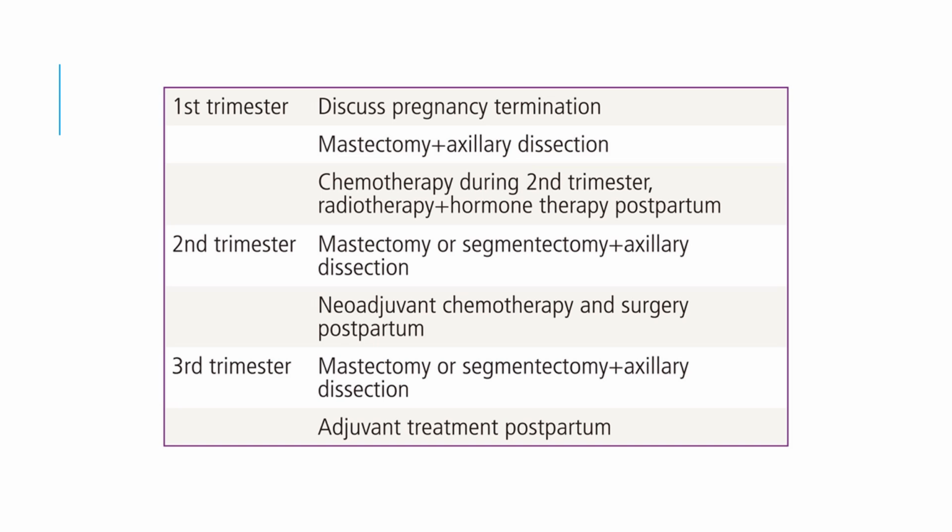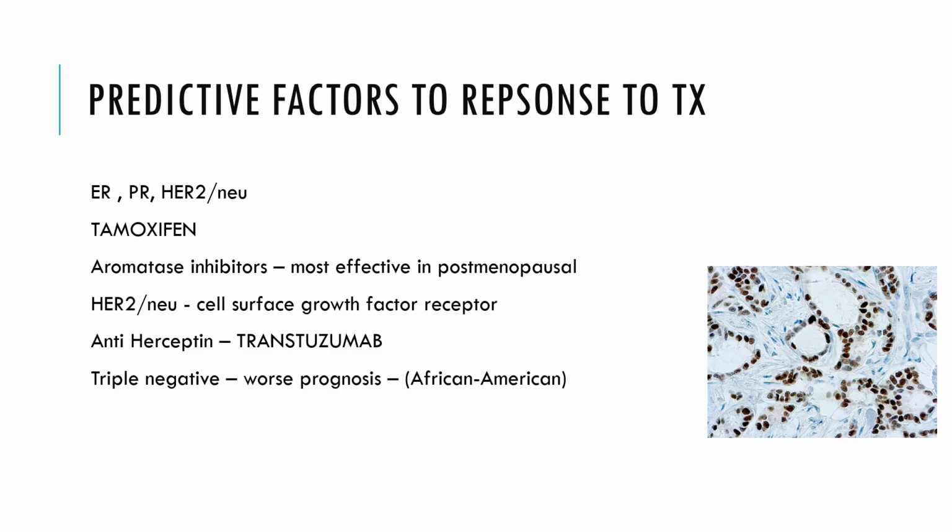In the first trimester, discuss pregnancy termination. Go for a mastectomy or an axillary resection. Chemotherapy during the second trimester. Radiotherapy and hormone therapy postpartum. If you find it in the second trimester, again mastectomy or segmentectomy and axillary dissection, neoadjuvant chemo and surgery postpartum. Third trimester, mastectomy or segmentectomy, axillary dissection, and adjuvant treatment postpartum.